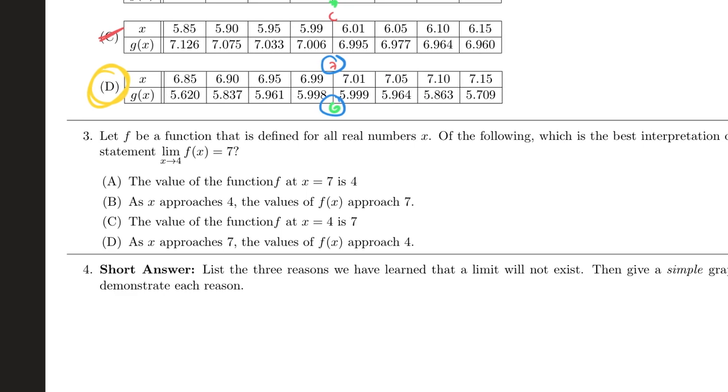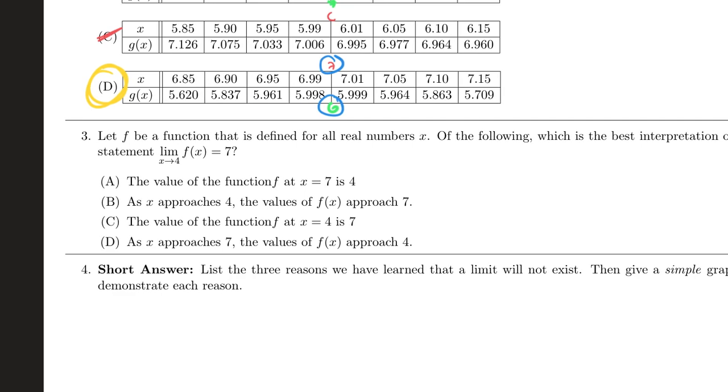And then 3 is basically just what I've been saying the whole time. All right, what is the statement? Limit as x approaches 4 of f of x equals 7. So our x values are approaching 4. They're getting close to 4. And our function values are getting close to 7. All right, so B is the right answer for that one.